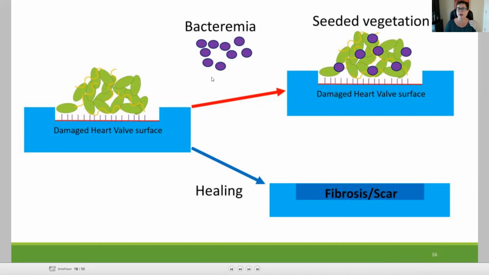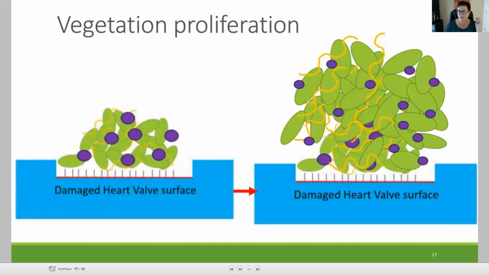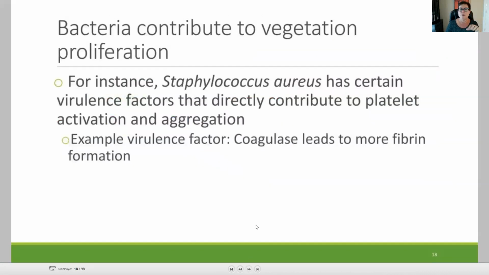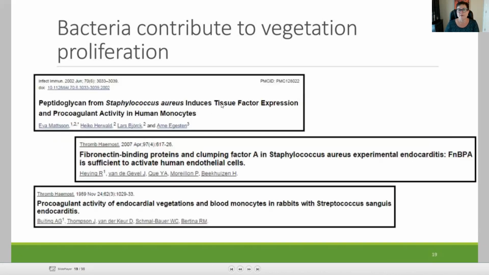If you have a bacteremia, all of a sudden this vegetation becomes seeded with the bacteria. Then you get vegetation proliferation, and you can see how it is increasing in size. So bacteria contribute to vegetation proliferation. For instance, Staphylococcus aureus has certain factors that directly contribute to platelet activation and aggregation, which will worsen the problem. Here are some clinical trials, some animal, some human, that show us that bacteria contribute to the proliferation of these vegetations.